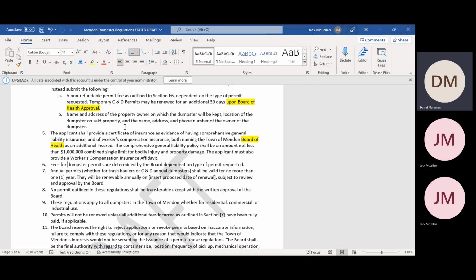If they have the annual C&D dumpster permit, that means they can rent out as many C&D dumpsters as they want for that year. Without notifying us? I mean, they would have to notify you. According to 4B, they have to provide the name and address of any property owners on which a dumpster will be kept, the locations, and the name, address and phone number of the owner. That's not spelled out clearly, but if you wanted, I can make that change. Every time they get a new person during the annual period, they would have to update you first.